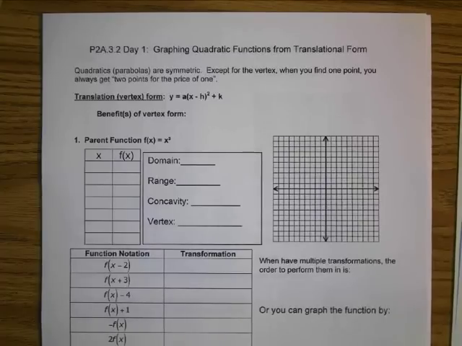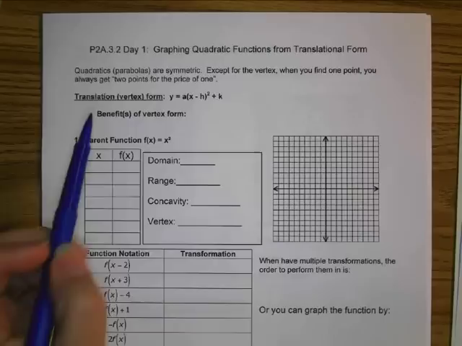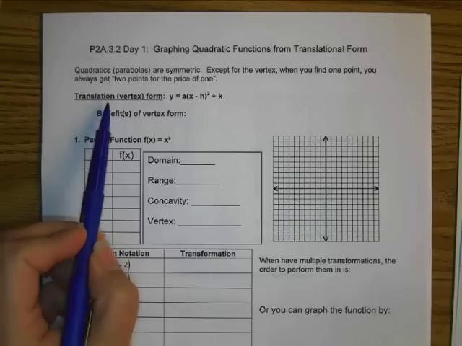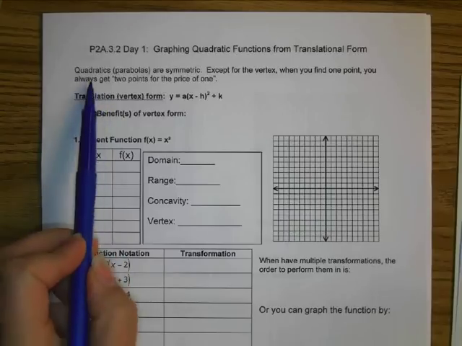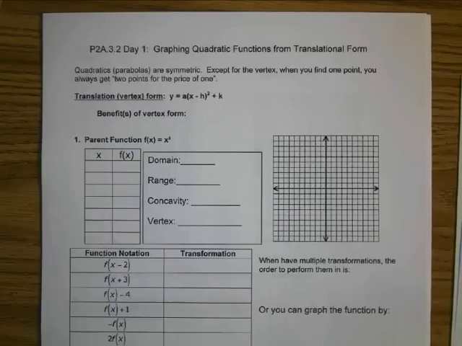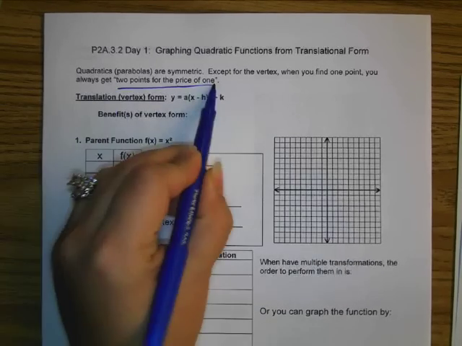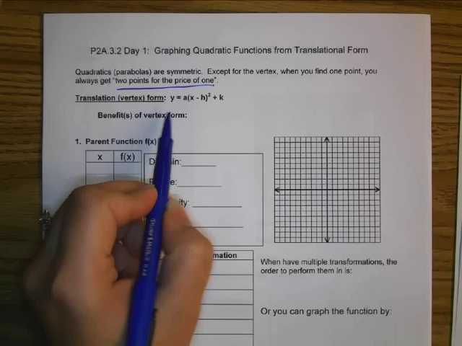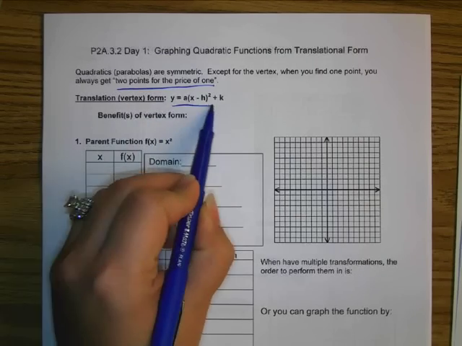So today we're going to talk about graphing quadratic functions from translational form. Translational form is really called vertex form in most textbooks, but I want to show you both names. Now, quadratics or parabolas are symmetric. Except for the vertex, you can find one point and you always get two points for the price of one. So you find the vertex, find one point, and use symmetry to graph that other point.